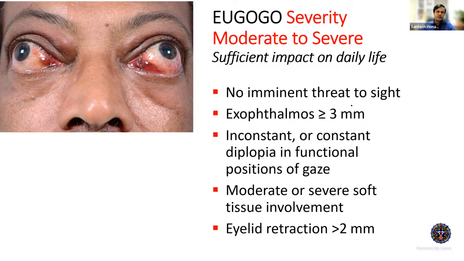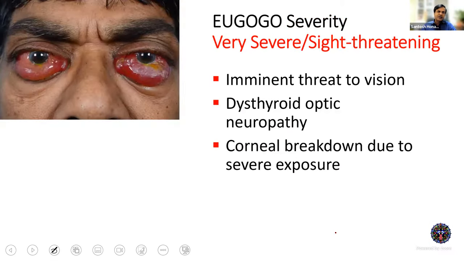Moderate to severe soft tissue involvement or eyelid retraction of more than 2 millimeters comes under moderate to severe severity. So we know what is activity, we know what is severity, and then very severe, or sight threatening, is an imminent threat to vision, either because of dysthyroid optic neuropathy, which could be either compressive optic neuropathy or stretch neuropathy, or corneal breakdown due to severe exposure. So this is very severe or sight threatening.